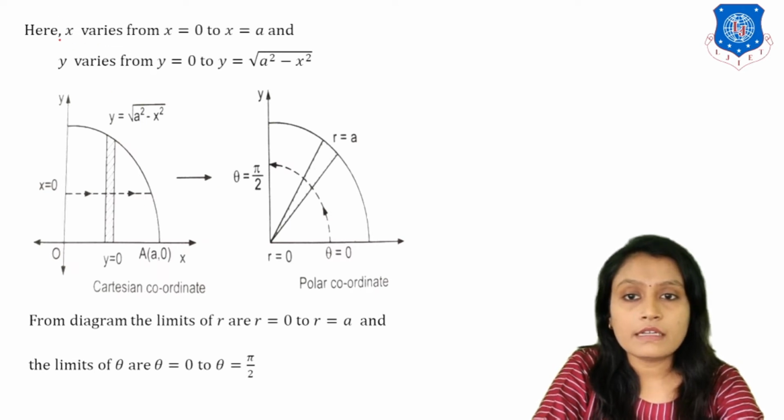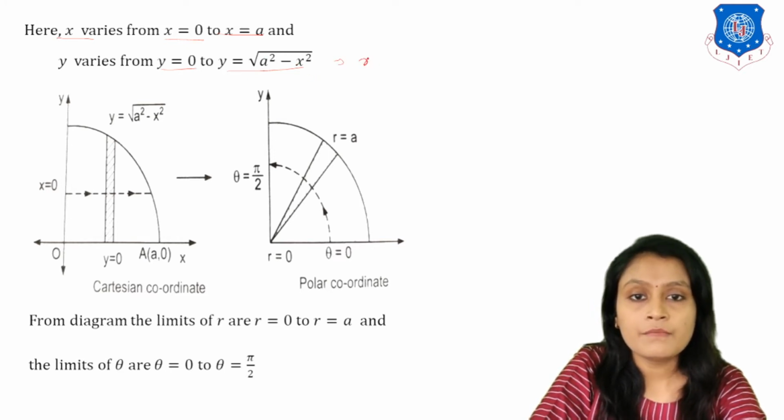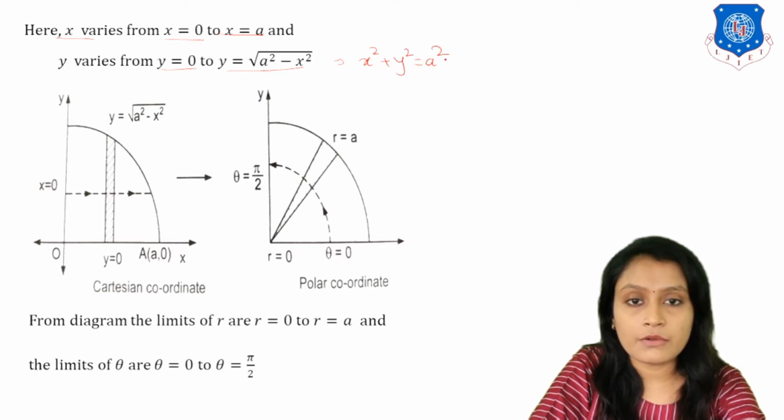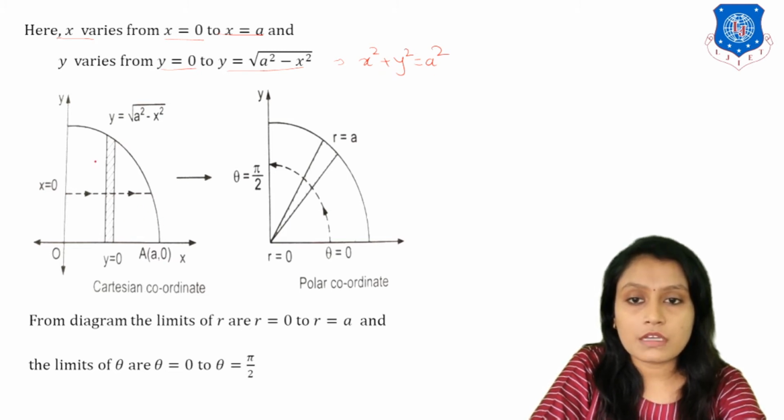Given that x varies from x equals 0 to x equals a, and y varies from y equals 0 to y equals under root a square minus x square, right? So from this we have x square plus y square equals a square. Okay, so we have the circle with center at origin and radius a. So here this is a circle with center at origin and radius is a.